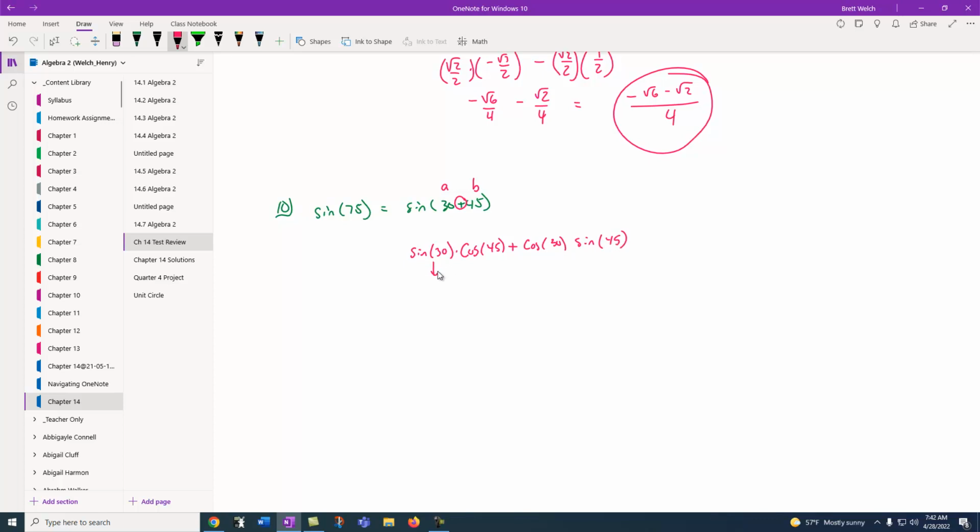And so right here, the sine of 30 degrees is 1/2. The cosine of 45 is root 2 over 2, plus the cosine at 30 is root 3 over 2, times the sine at 45, which is root 2 over 2. I'm pulling all of these off that unit circle. If that doesn't make sense, you need to come and chat with me and we can walk through it. Root 3 times root 2 is root 6 over 4. So my final answer would be root 2 plus root 6 all over 4.